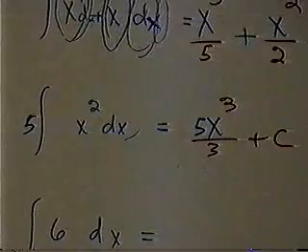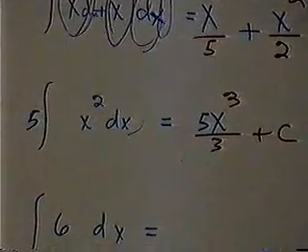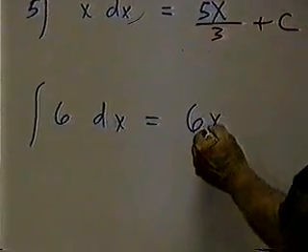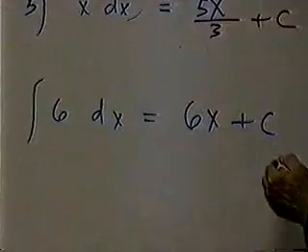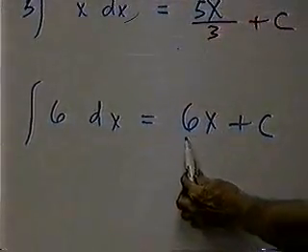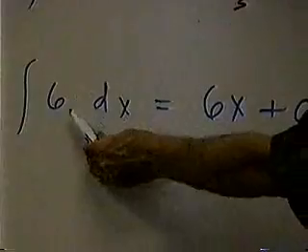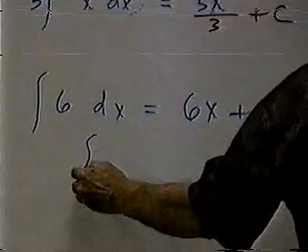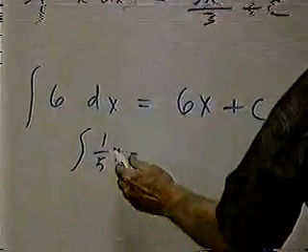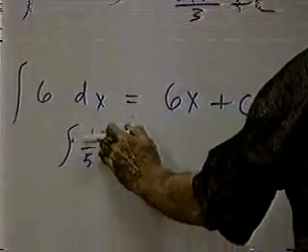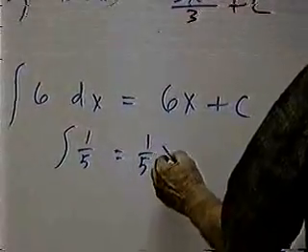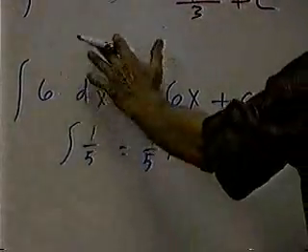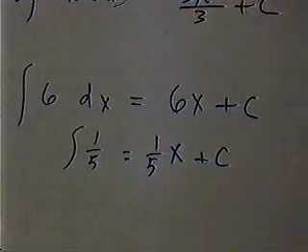All right, next one. The integration of a constant. Well, the integration of 6 is 6x plus c. Why? Because what is the derivative of 6x? Well, it's 6. So the integration of 7 is 7x. The integration of 1 over 5 is 1 over 5x. So the integration of any constant is simply that constant times x.